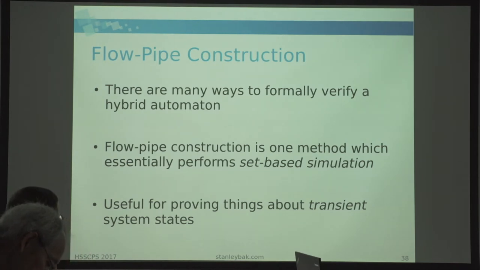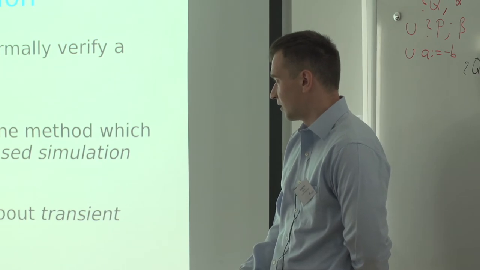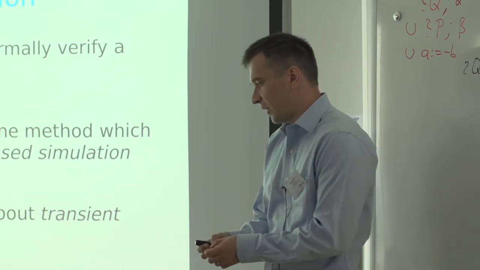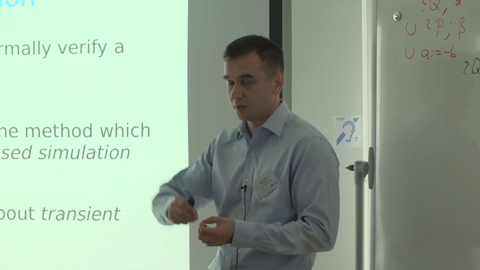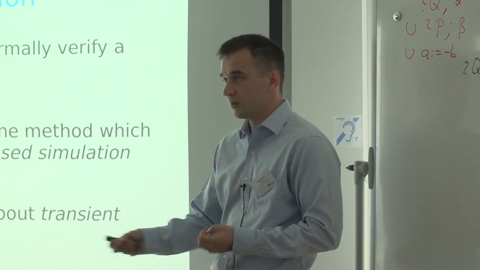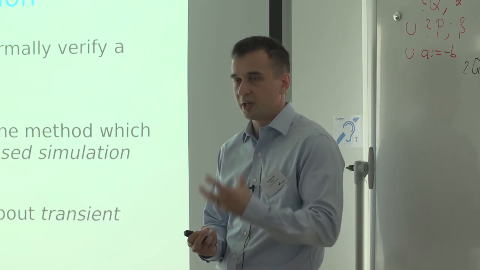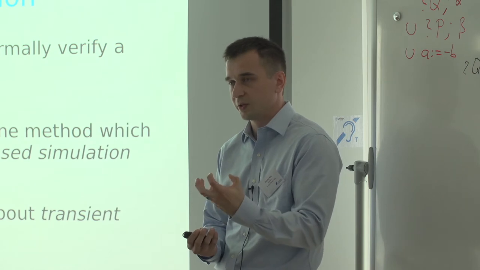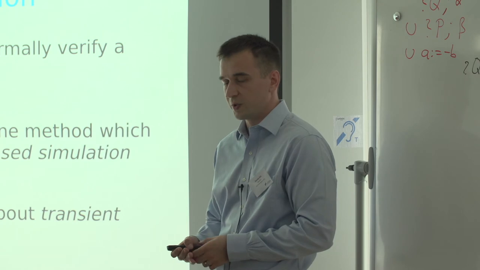Essentially, what flow pipe construction is, it's a set-based simulation method. If you think of how simulations work, you have an initial set of states, or initial state, actually. And you run the simulation of the system, and then you see what the system does. So flow pipe construction tries to do that same type of reasoning, but now with sets of states. So you have a set of initial states, you look at how that set evolves over time, and you construct these tubes of the system through the state space.